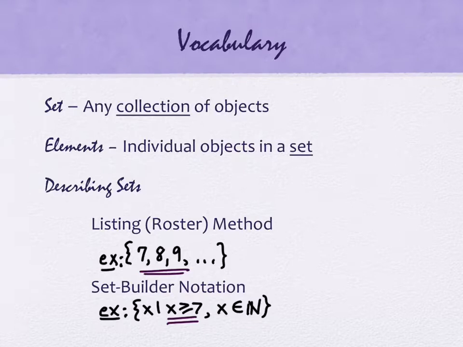So let's talk about what the rest of the notation that we wrote down means. This x right here means it's all x values. This vertical line here means such that the following conditions apply. These are all the x values where the following conditions apply. The first condition is that it's greater than or equal to 7.